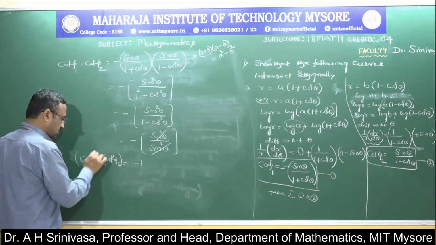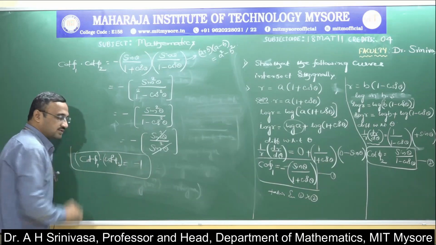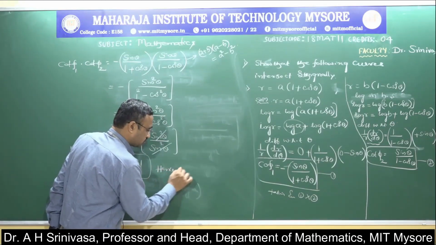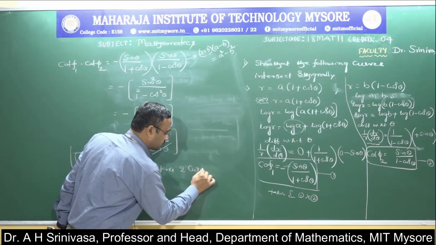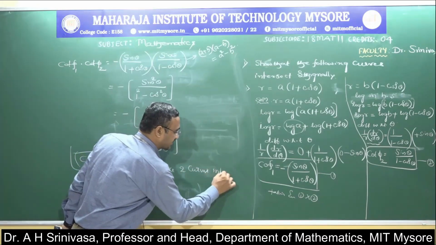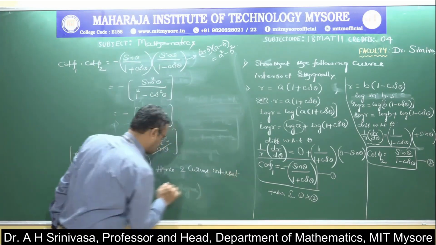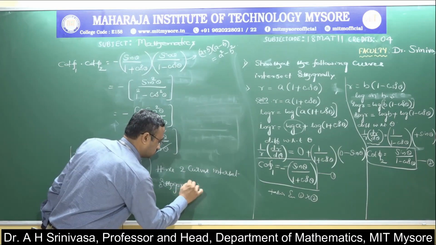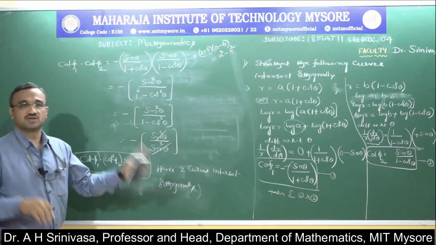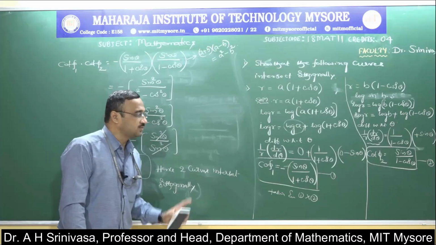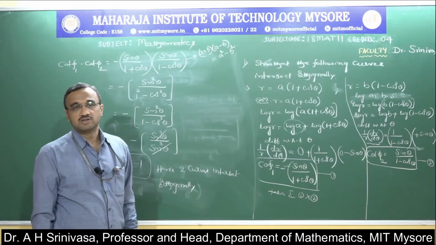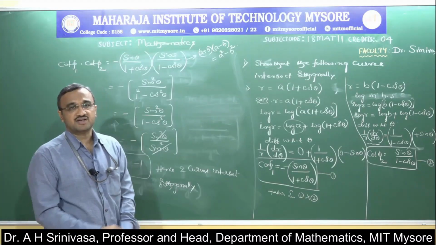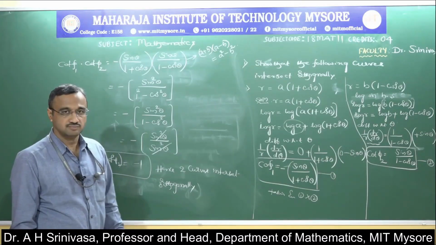This shows that, hence, the two curves intersect orthogonally. Hence the two curves intersect orthogonally. This is the procedure we have to follow to solve this problem, meaning if two curves intersect orthogonally.